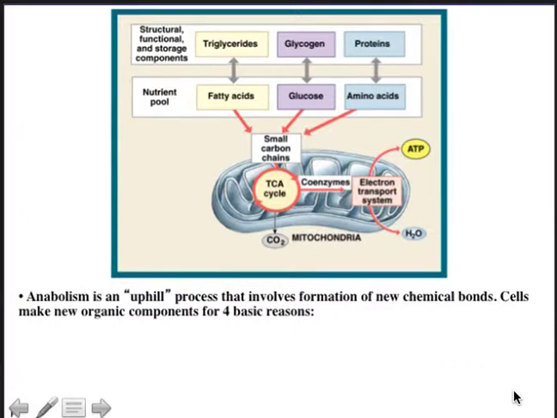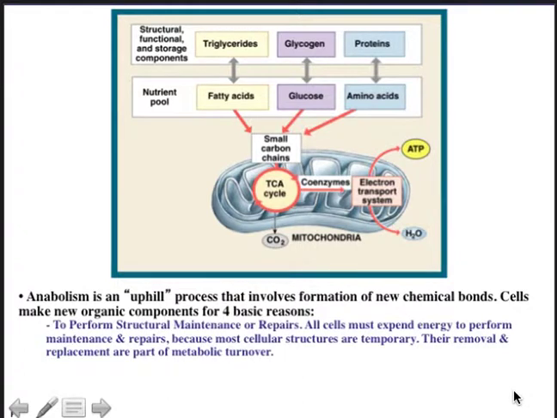Anabolism is an uphill process that involves the formation of new chemical bonds. Cells make new organic components for 4 reasons: to perform maintenance and repair. All cells have to use energy to perform maintenance and repair because most cellular structures are temporary. Their removal and replacement is part of metabolic turnover. Essentially, any macromolecule in a living system has a finite lifetime. And once it's served its purpose, it needs to be replaced, and that requires energy.